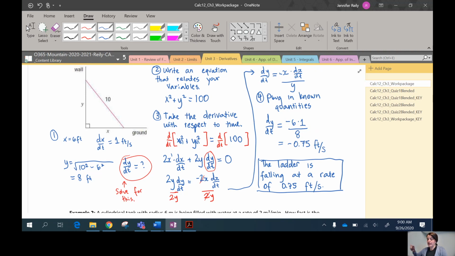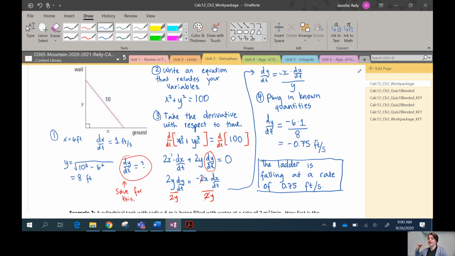And then you solve for the rate that you want in this equation. In this case, that was dy/dt, so we used algebra to solve for that. And the last step is to plug in your known quantities. Sometimes students want to plug in the known quantities right at the beginning, and that never works because then you end up taking derivatives of constants and you just get 0 equals 0.